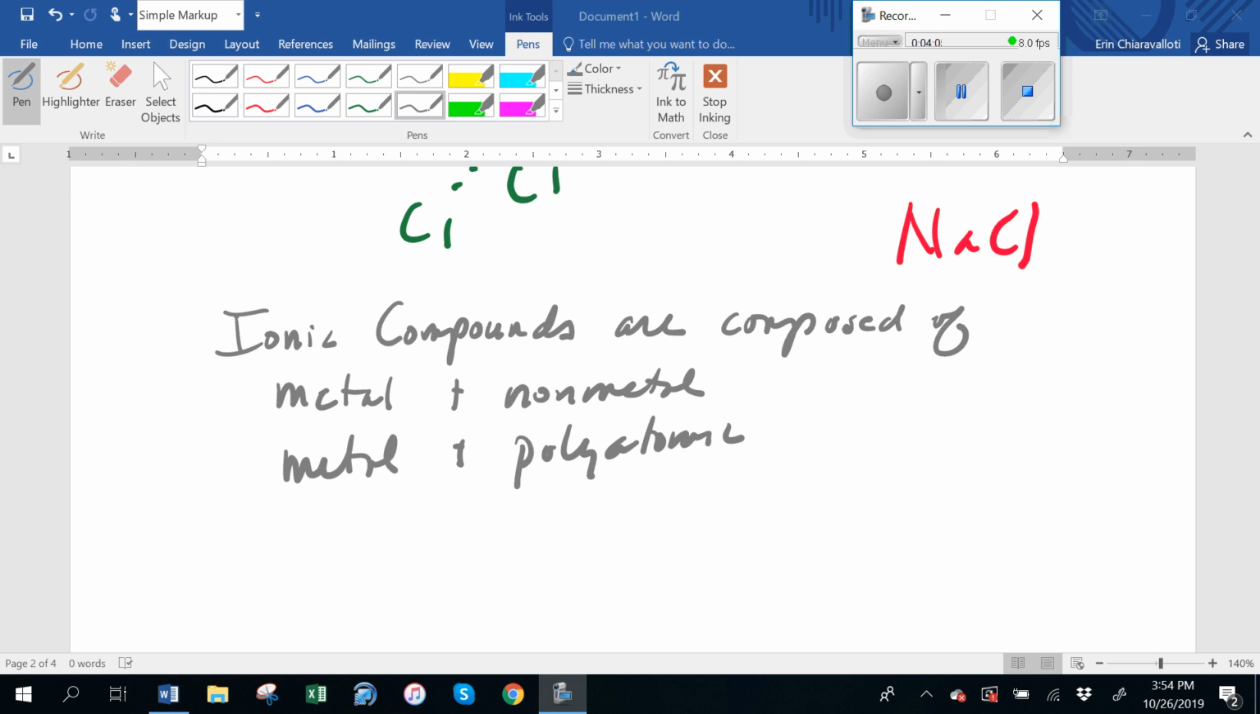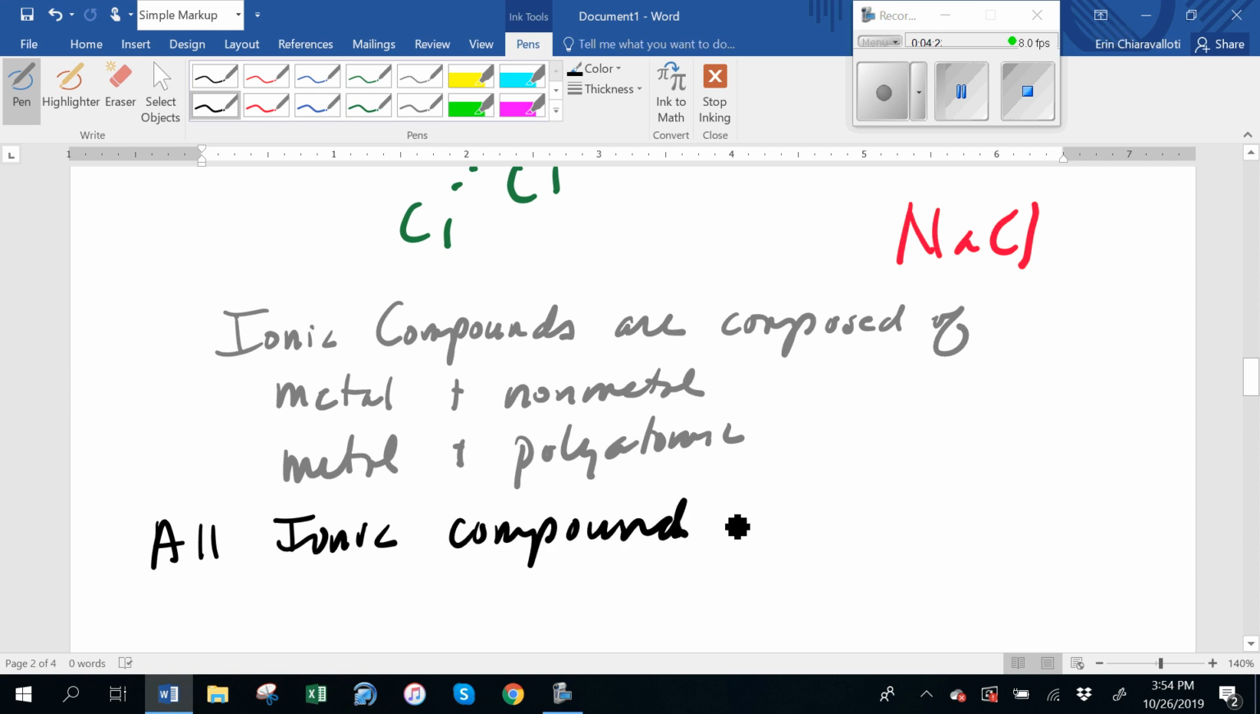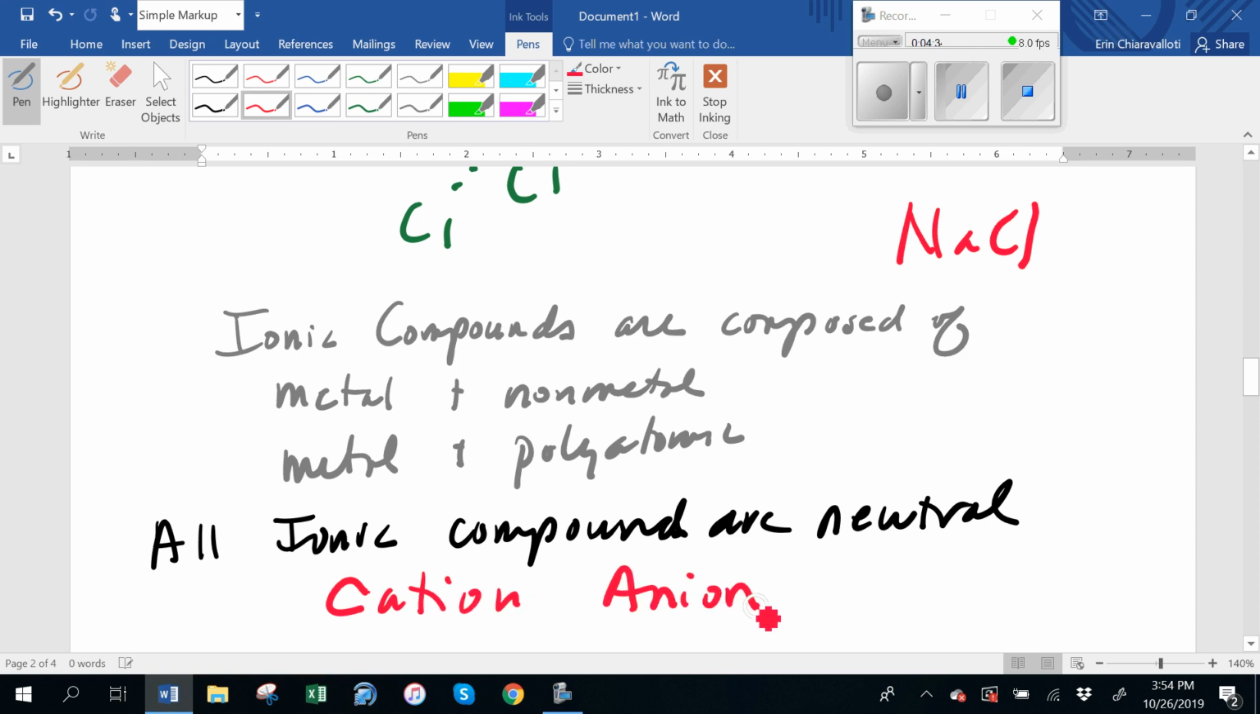So ionic compounds are composed of metals and nonmetals, or metals and polyatomics. And even though there's ions, all ionic compounds are neutral. And we always put the cation first, followed by the anion.